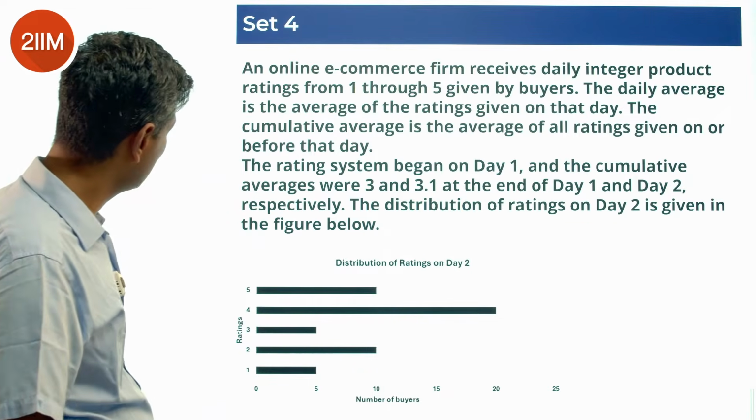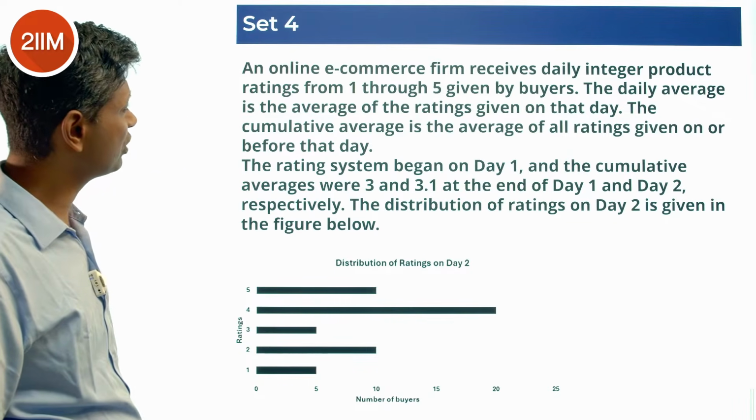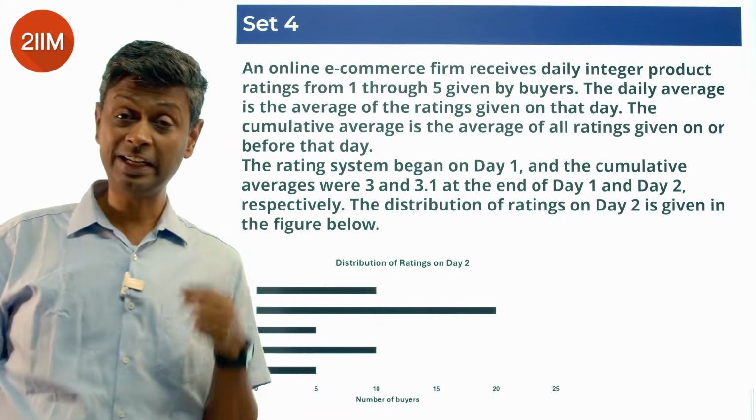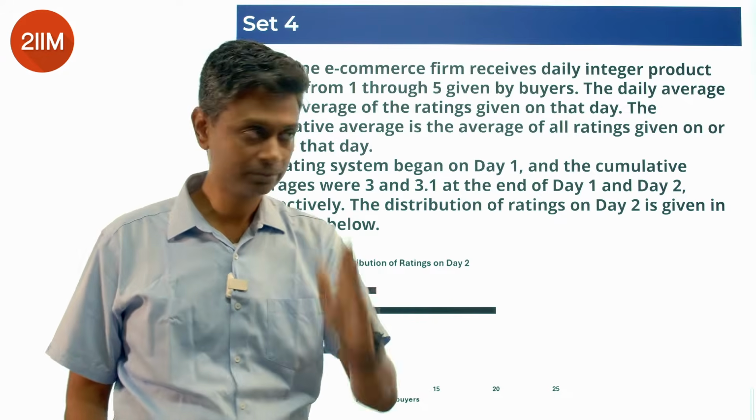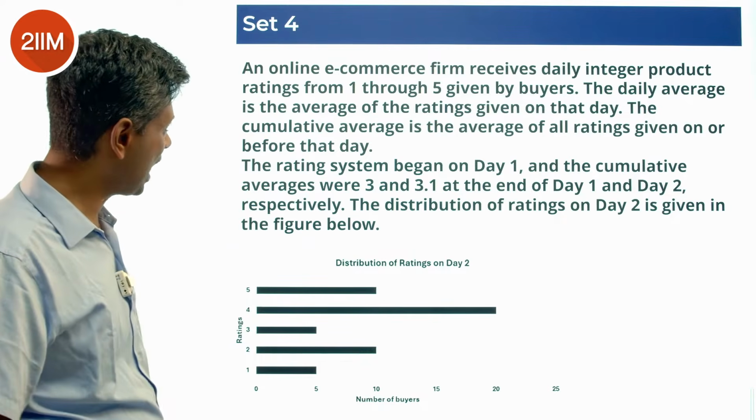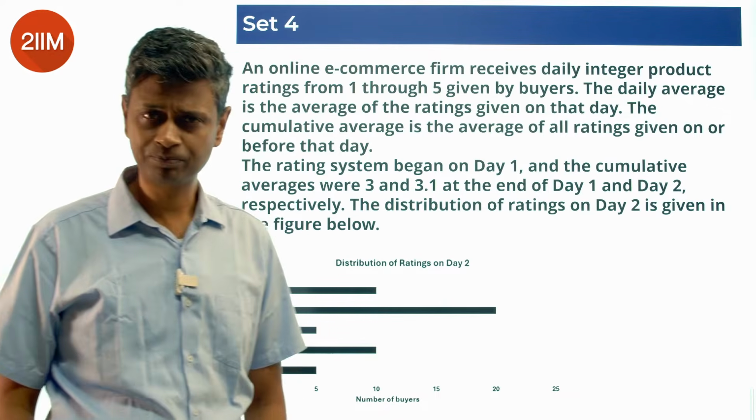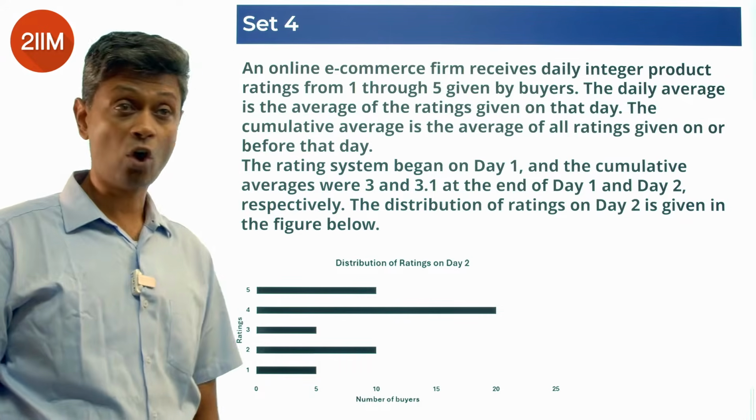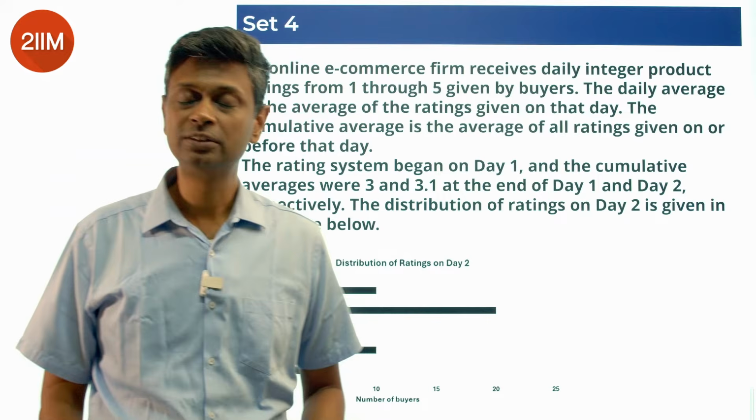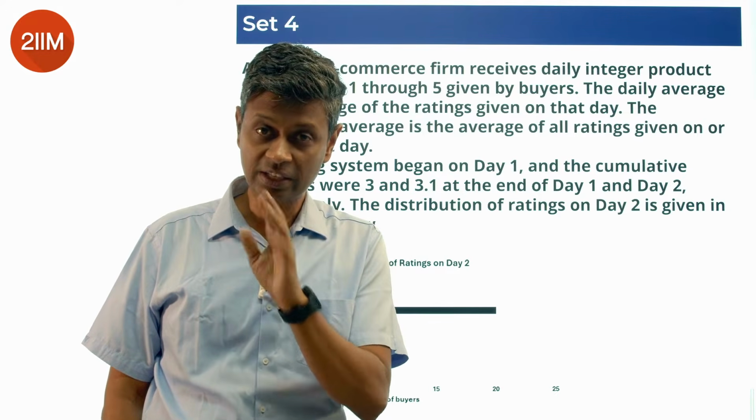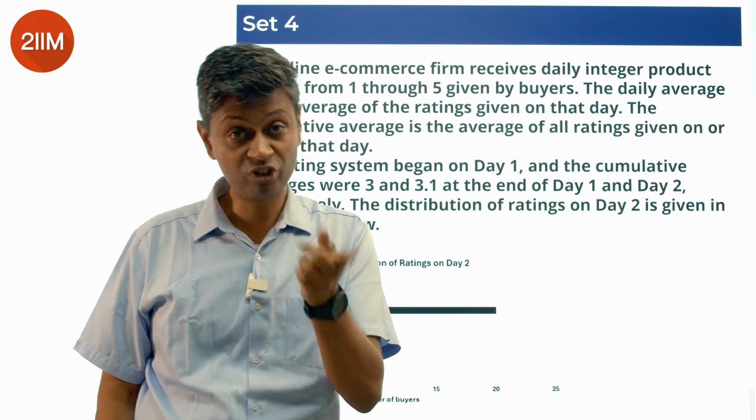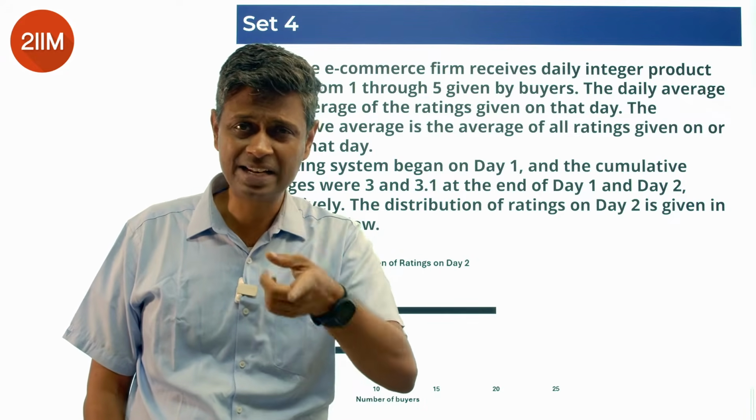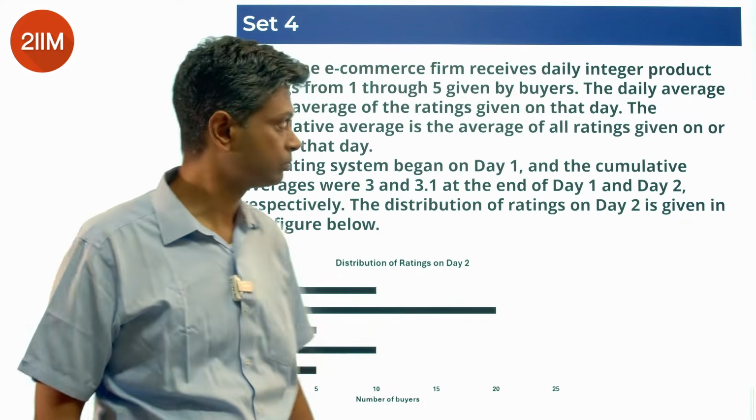To the next one. An online e-commerce firm receives daily integer product ratings from 1 through 5 given by buyers. Daily and integer ratings. The daily average is the average of the ratings given on that day. The cumulative average is the average of all ratings given on or before that day. So day 2 you'll get daily ratings. Day 2 you'll get cumulative ratings. That is all ratings till day 2 and ratings on day 2. Day 1 daily rating and cumulative rating are same.